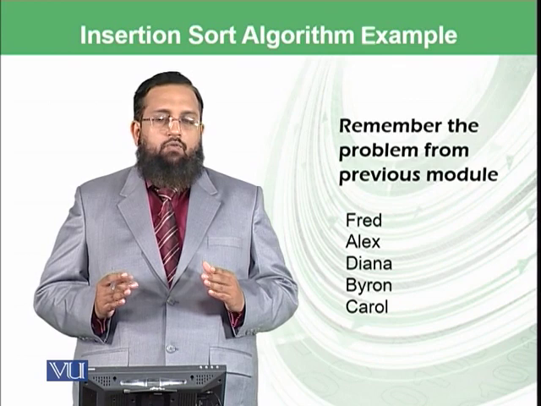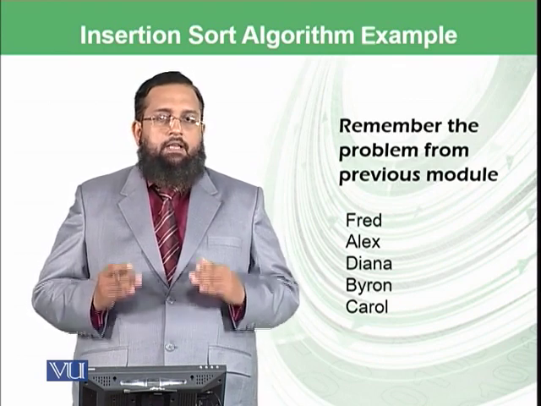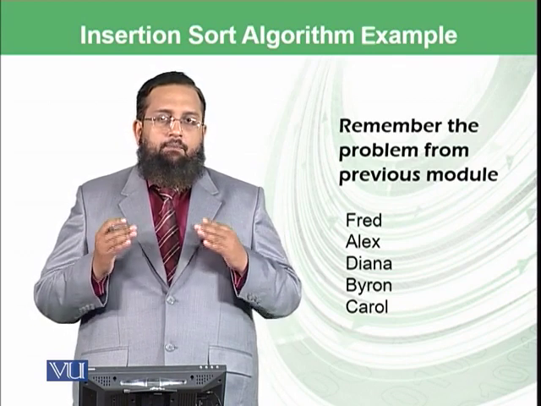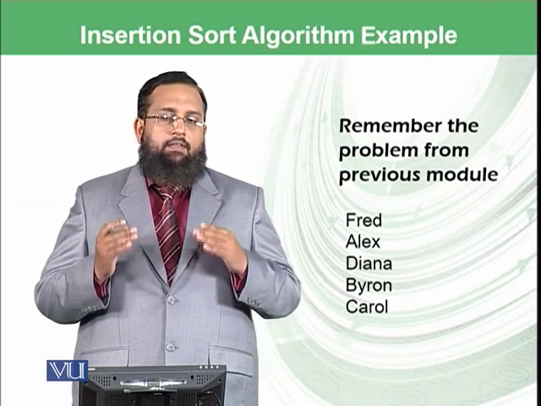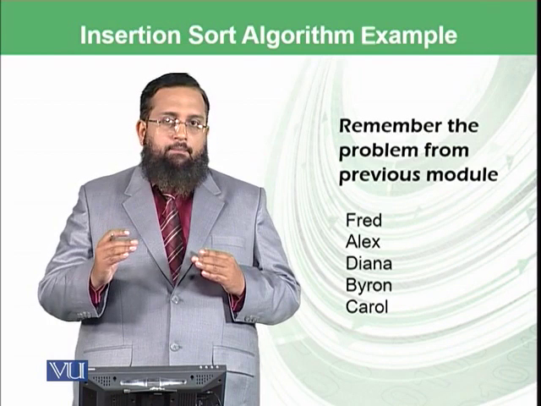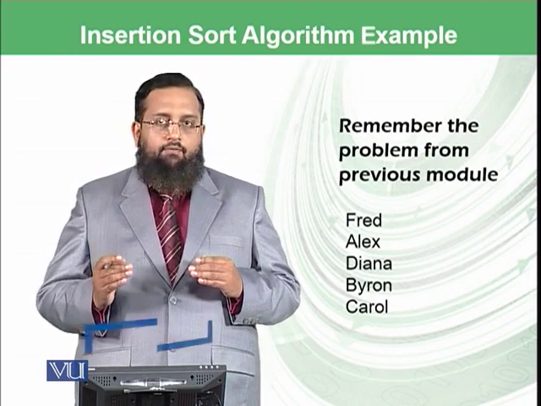And we wanted to sort it in ascending order, which means the name which is the minimum, Alex, starting with the letter A, will be placed on the top, followed by B, Byron, and C, Carol, D, Diana, and F, Fred.